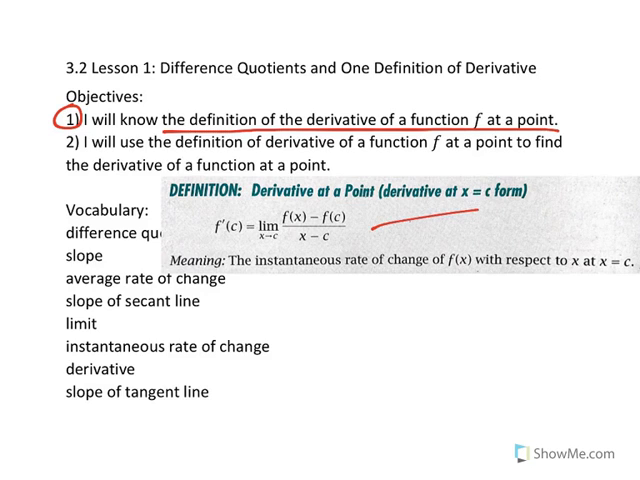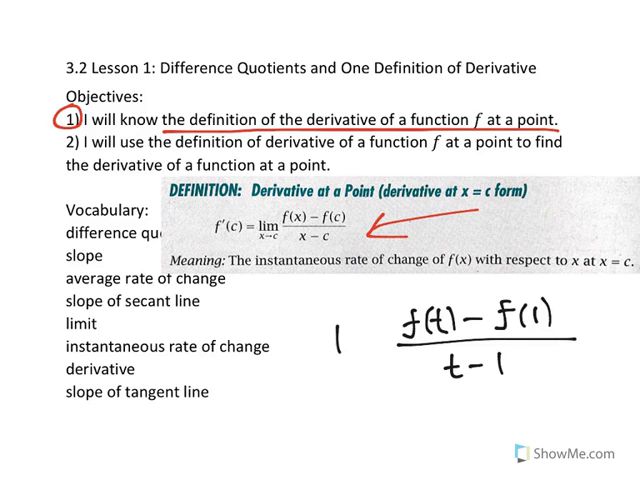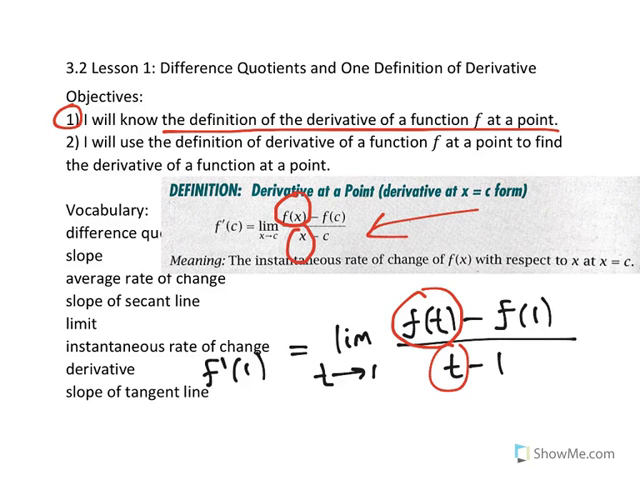The only difference between what you see here and what I wrote on my previous screen is what I wrote: f of t minus f of 1 over t minus 1. And I took the limit of that as t approached 1, and I wrote that as f prime of 1. So the differences are, my function was a function of t, but your function could be a function of a different variable. It doesn't really matter. Your function could be a function of t, or a function of x, or a function of theta. It really makes no difference.